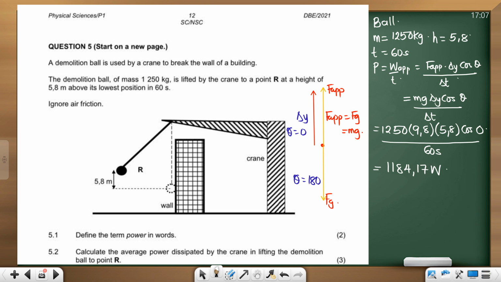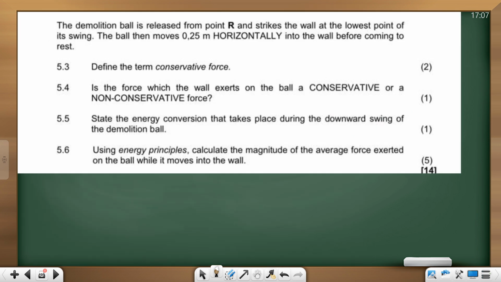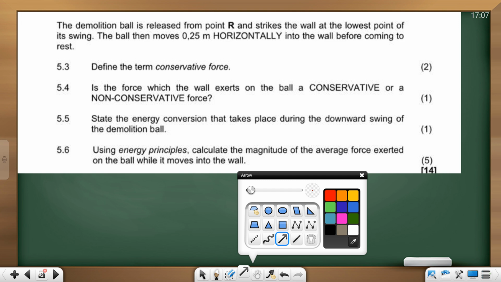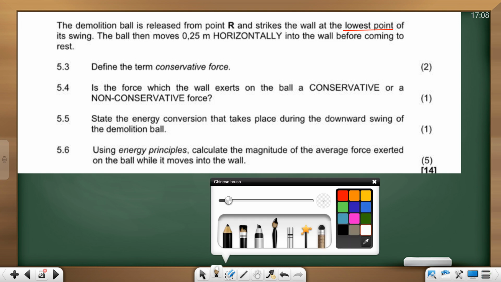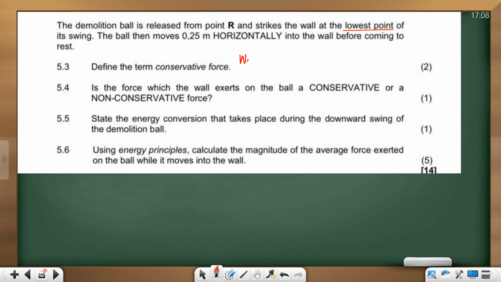Okay, next question says the demolition ball is released from point R and strikes the wall at the lowest position. Please take note of that, lowest. It basically means a height of 0. The ball then moves 0.25 meters horizontally into the wall before coming to rest. Define the term conservative. Everyone should be able to do that, right? But don't forget, it is the work done, which is not dependent on path taken.